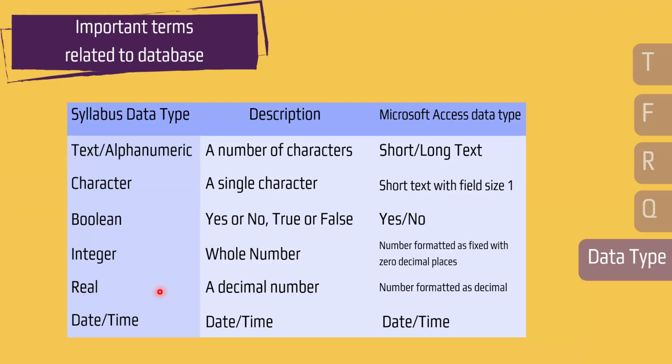What the real is, is a decimal place number, where we have plotted this example of pi, 3.14. If you want to write something with decimal places, you need to choose the real data type for it. In Microsoft Access, obviously, we have decimal for it.